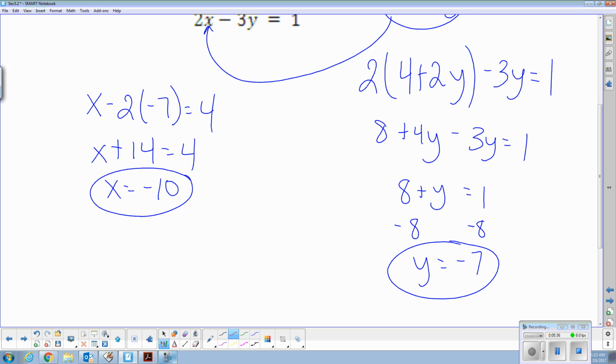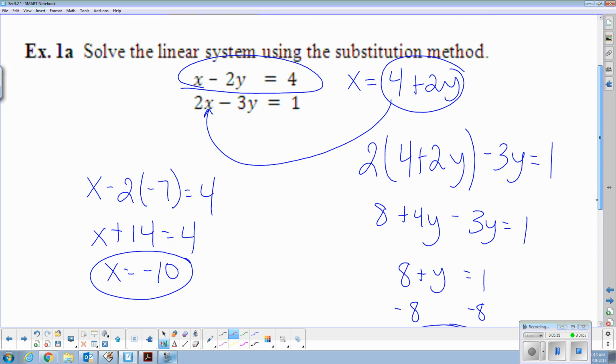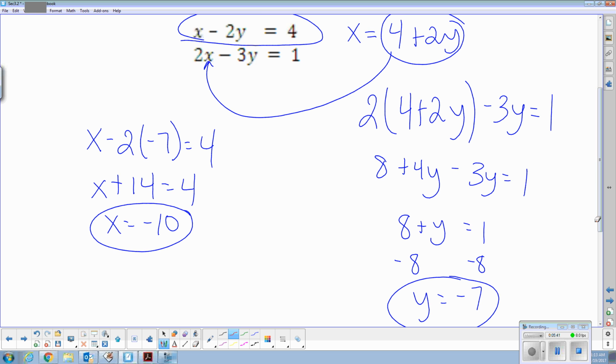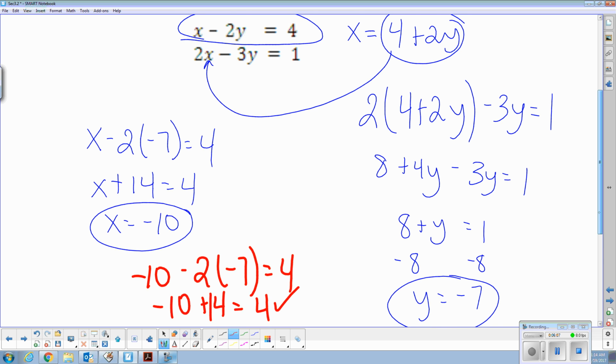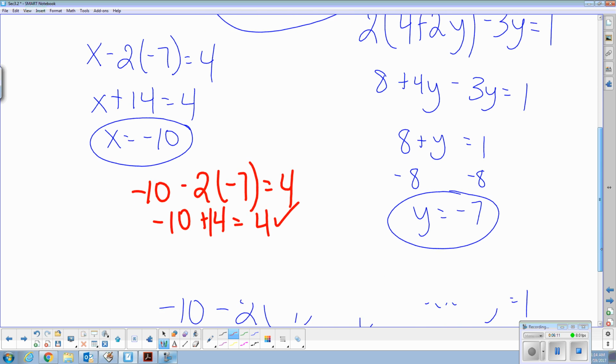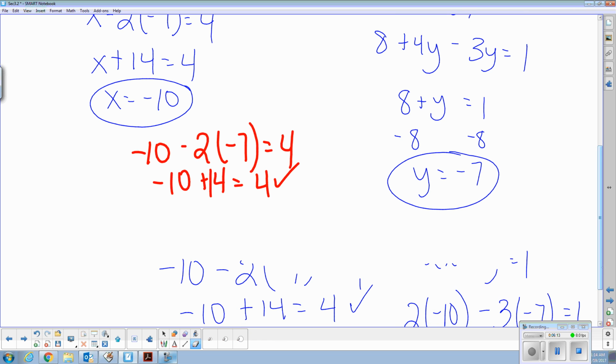Okay, so I'm going to plug in -7 for y and -10 for x into both original equations. My first one, x minus 2y equals 4: I'm going to say -10 minus 2 times -7 equals 4. -10 plus 14 equals 4. I'm verifying to make sure that my solution is actually a solution for both equations. So the first one, yes, that x and y value matches.